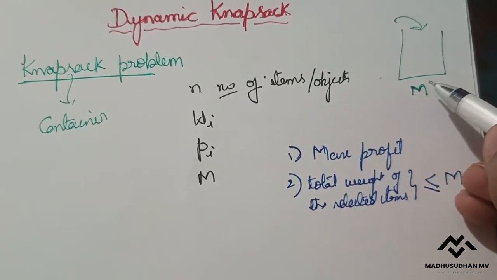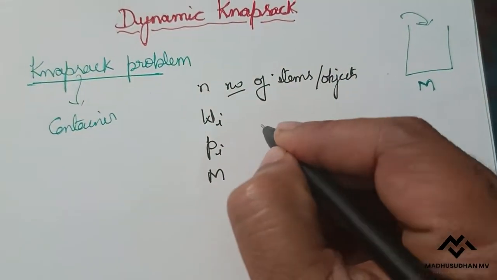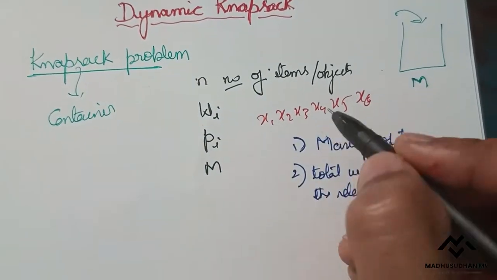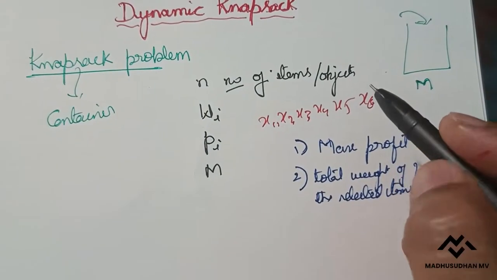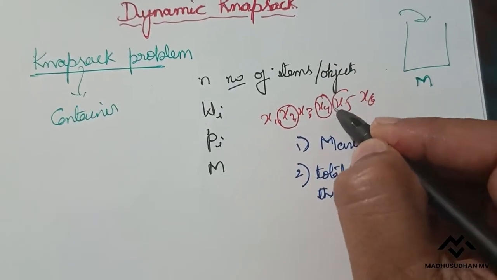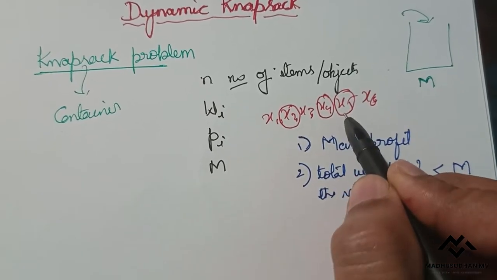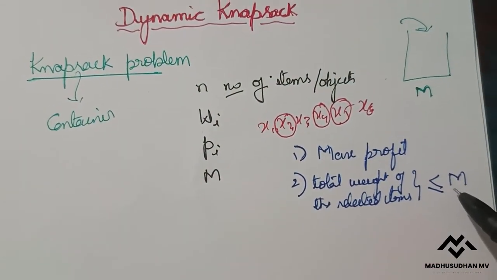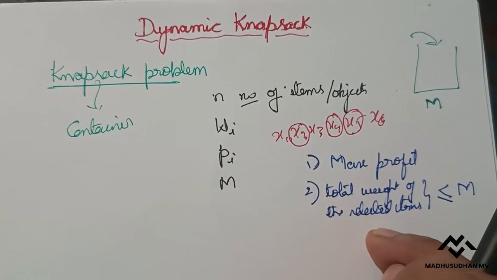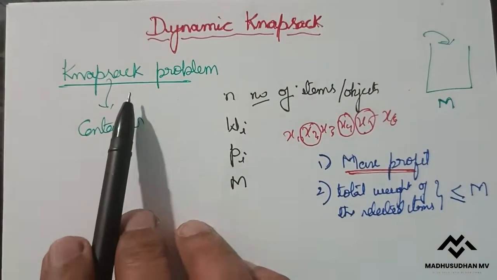Only that much capacity we have, so we can select only that much. Assume, for example, x1, x2, x3, x4, x5, x6: 6 items are there. Out of these 6, suppose I selected x2, x4 and x5. The total weight of these 3 items should be less than or equal to the knapsack capacity. This is the problem definition and the constraint. The objective of this problem is to obtain maximum profit. This is the knapsack problem.